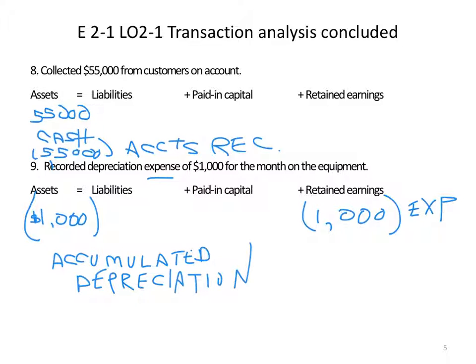Again, I kind of wish this entry had not been included in this particular exercise because we're not really ready to talk about cost allocation. So this is a look at exercise 2-1, a review of transaction analysis. If you have any questions about any of these entries, send me an email and I'll try to answer them.